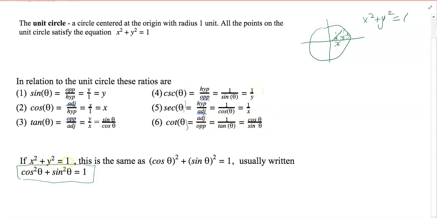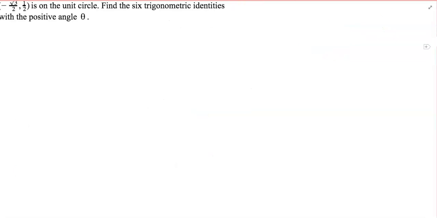If x squared plus y squared is equal to 1, this is the same as cosine theta squared plus sine theta squared equals 1, because cosine of theta was x, and sine of theta was y. It is usually written cosine squared theta plus sine squared theta is equal to 1. Let's look at an example.